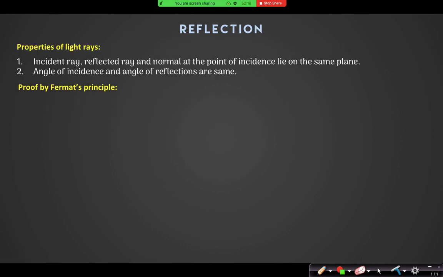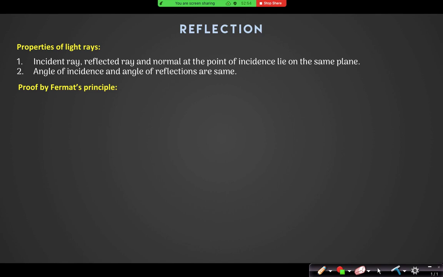Sir, you have told that the light ray is an imaginary concept. Then how can we measure the time of that light ray after reflection? It is an imaginary concept.